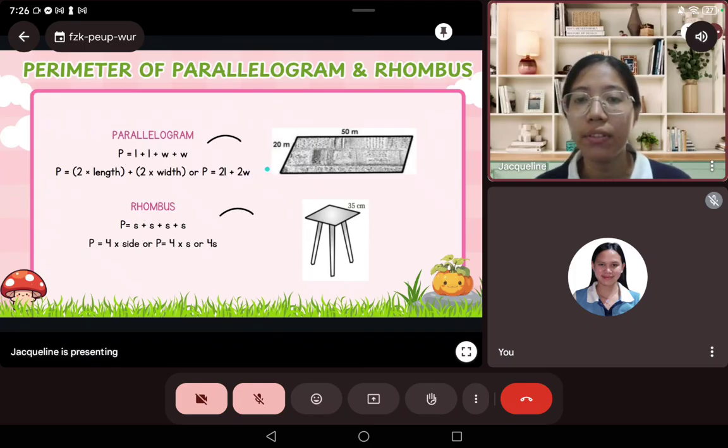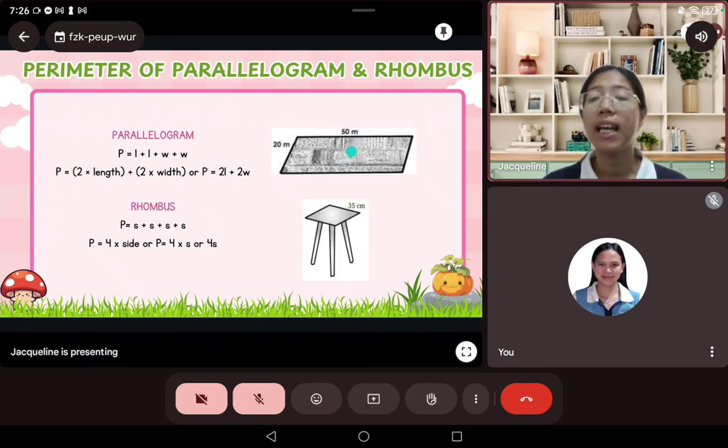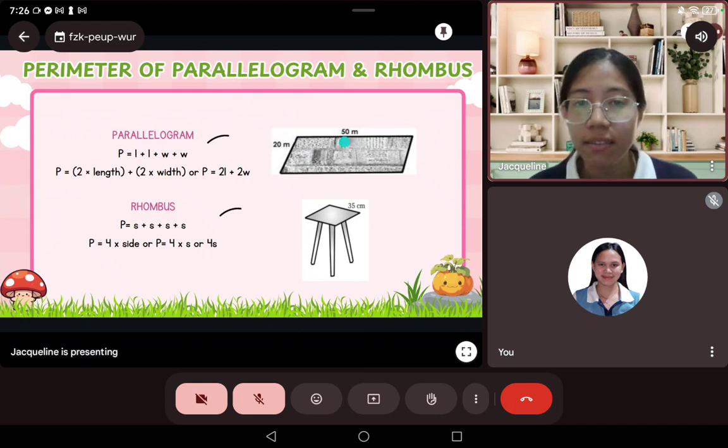Alright, so now let's try, class. Let's find out the perimeter of Mang Pedro's vegetable garden. So 2 times 50, class, is how much? It's 100. Very good.